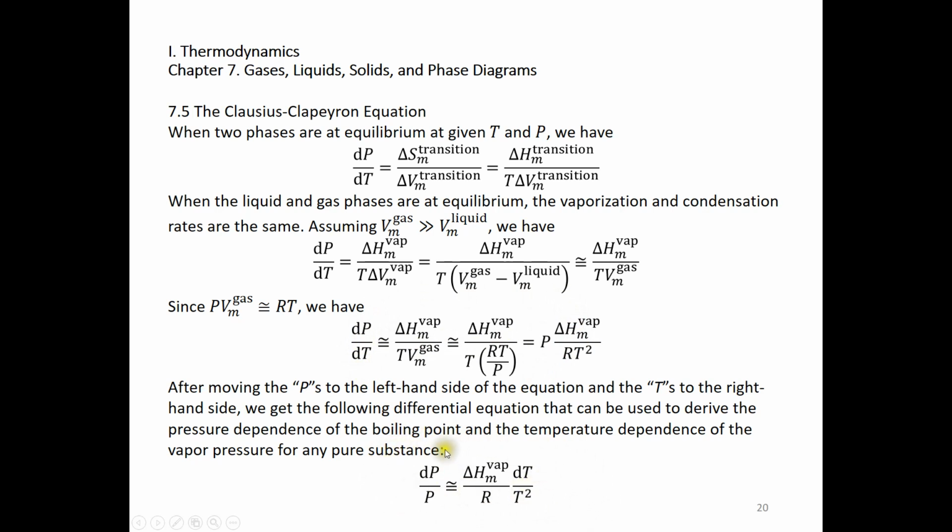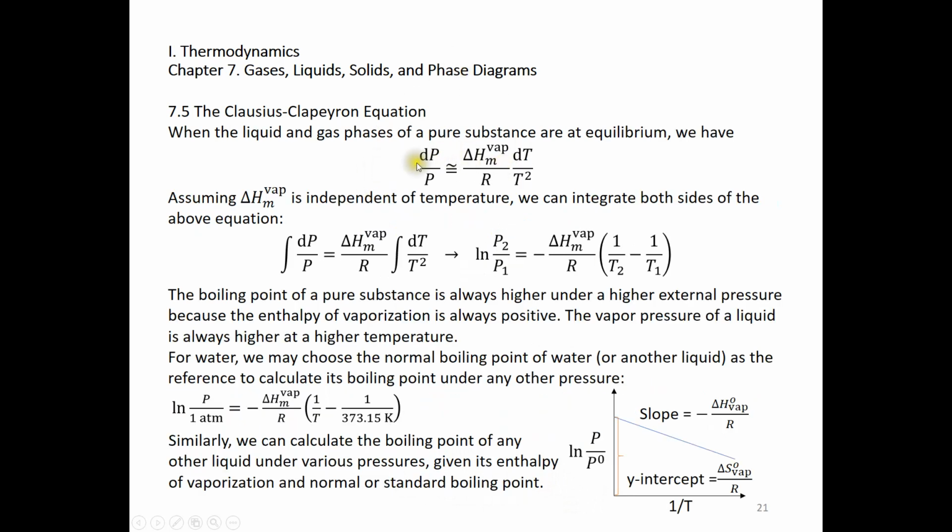Now we can integrate both sides of this equation. Again, we'll integrate both sides of this equation. The integral of dP over P is equal to, well, the integral of this part. And the molar enthalpy change in the vaporization process is approximately a constant within a narrow or even moderate temperature range. So if the temperature change is not too significant, we may treat this molar enthalpy change as a constant. That's why I took it out of the integral.